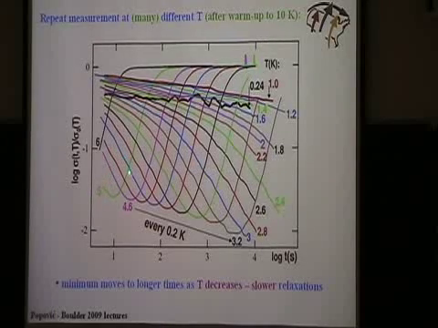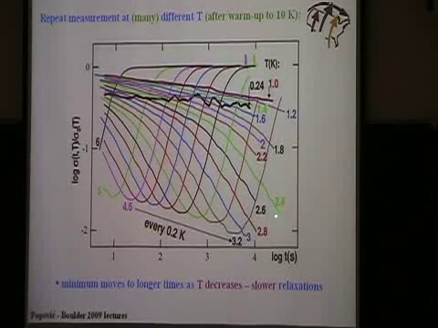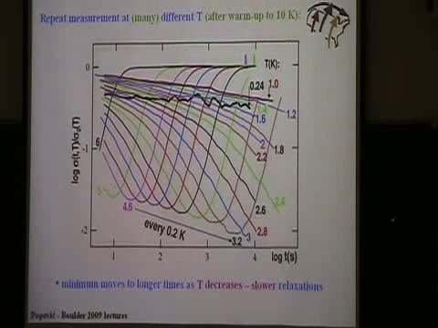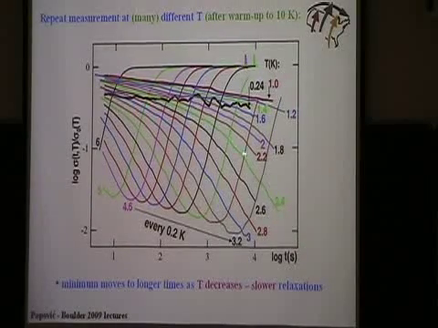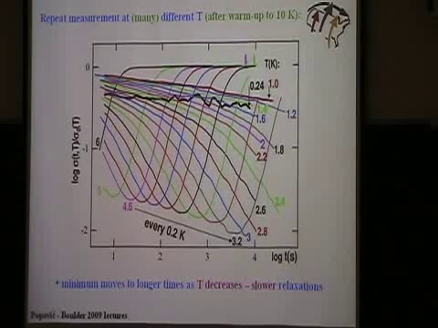As you move down in temperature, this minimum moves to longer and longer times. In other words, as temperature decreases, relaxations become slower and slower. They always look the same. Eventually, at some temperature, like here, the minimum falls out of the experimental time window. We don't want to wait anymore. So we only see this initial relaxation, and these are even lower temperatures. We went down to 24 in this case. So you get a bunch of data.